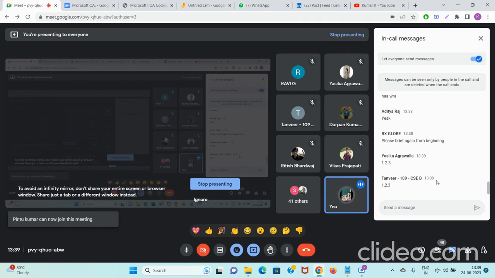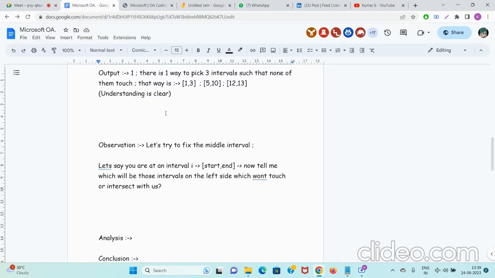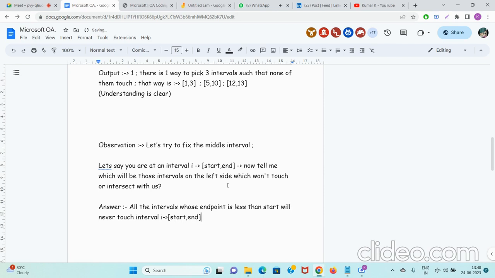So, now the thing is, guys, can anyone nicely write in the chat the statement? Which will be those intervals on the left-hand side which do not touch us? If I am considering an interval I, the start pointer is start, end pointer is end. Which will be those intervals on the left-hand side which won't touch you? The answer is simple. All the intervals whose end point is less than start will never touch interval I. Our interval is from start to end, right? So guys, always remember, all the intervals whose end point is less than start will never touch the interval I on the left hand side.